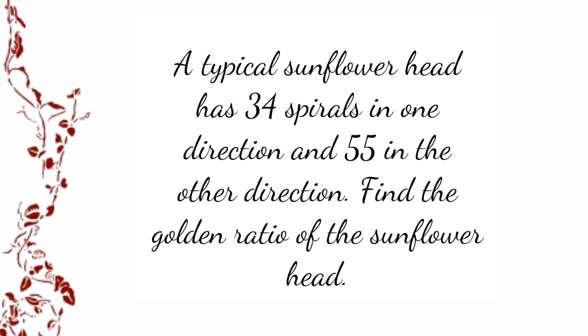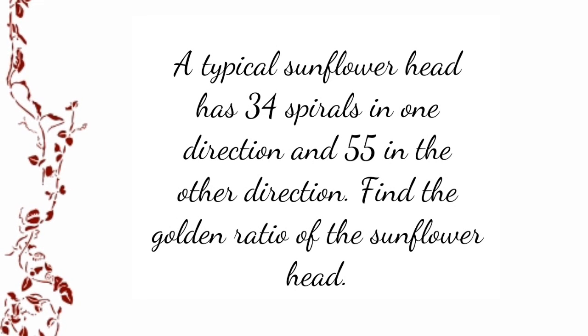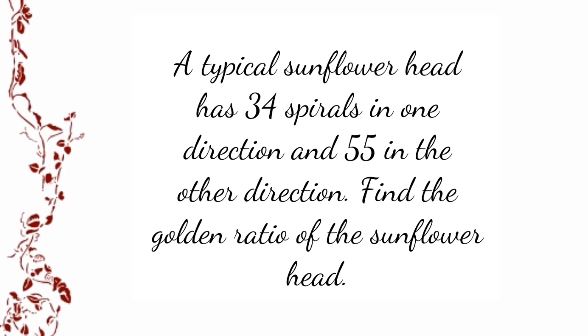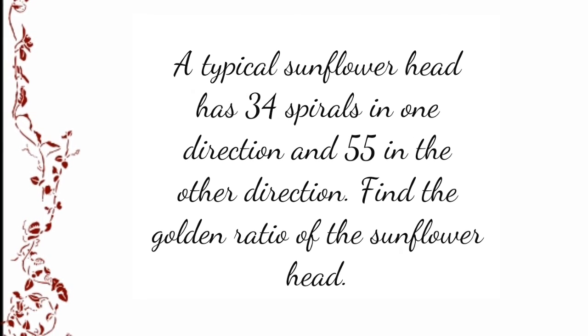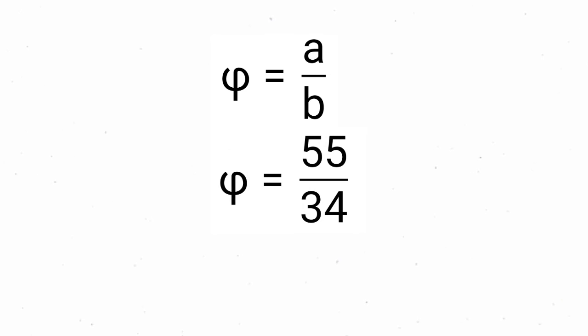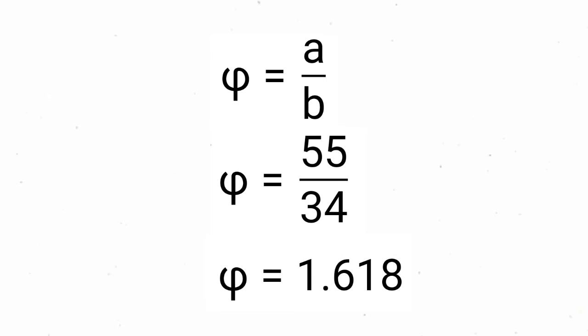A typical sunflower head has 34 spirals in one direction and 55 in the other direction. Find the golden ratio of the sunflower head. To find the golden ratio, we will use the formula a, or the higher number, over b, or the lower number, is equal to phi. So phi is equal to 55 over 34, or phi is equal to 1.618.